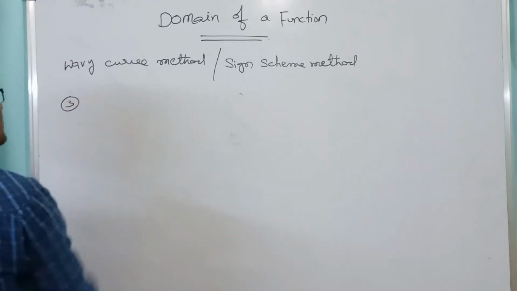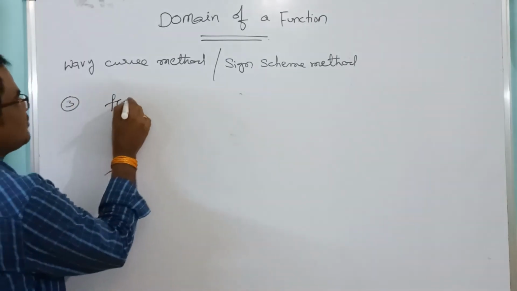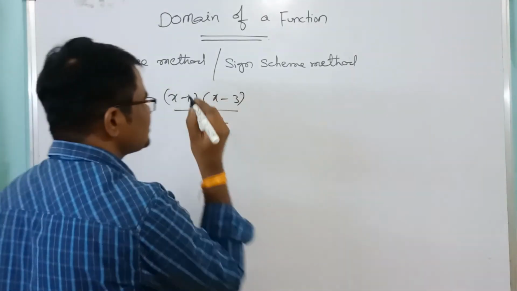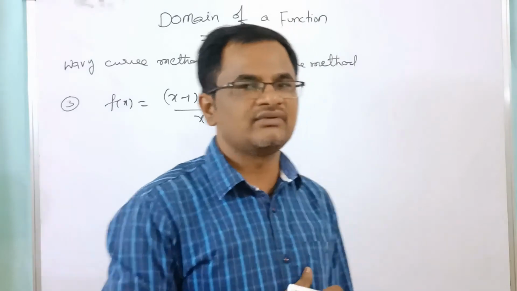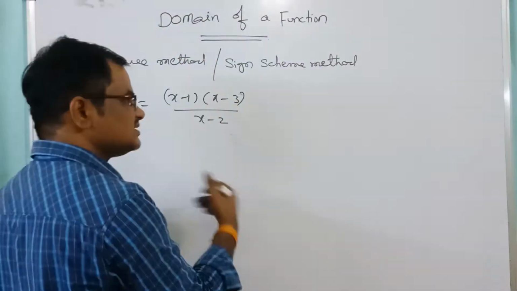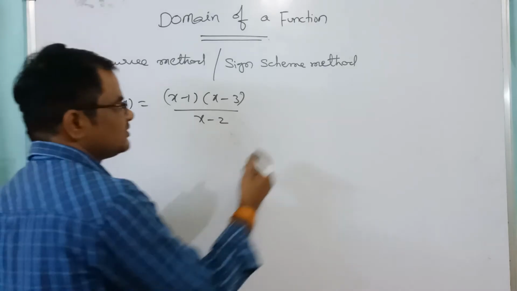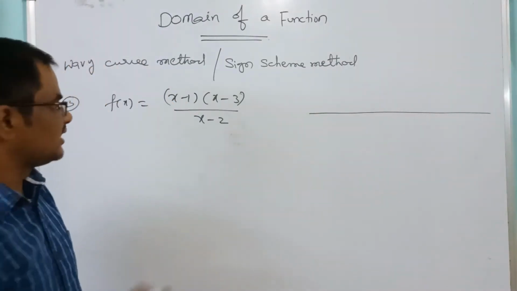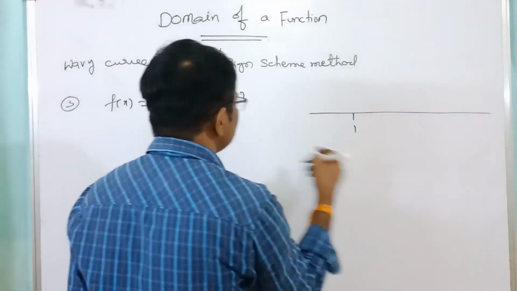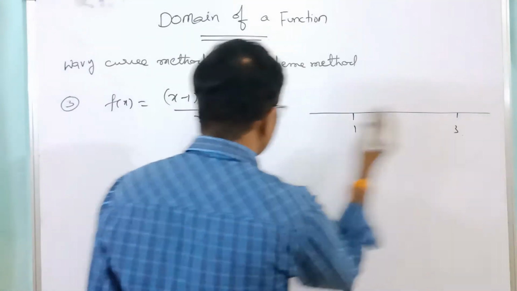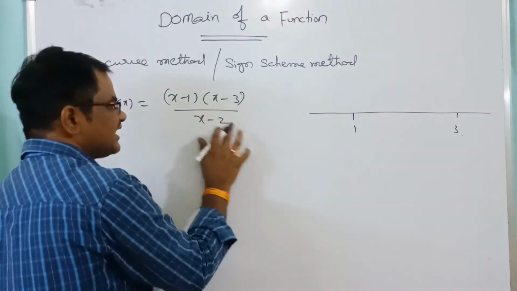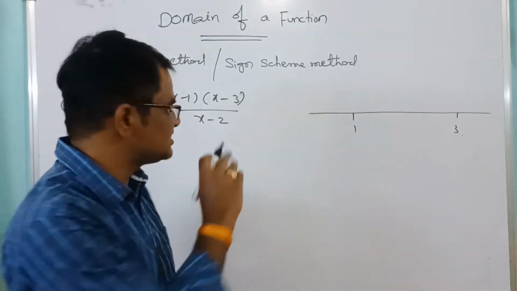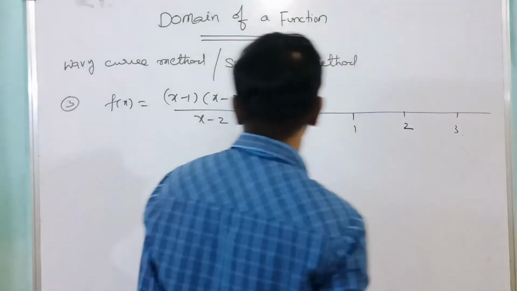Next, take one more problem: f of x equal to (x minus 1)(x minus 3) divided by (x minus 2). Suppose this is given; what do we have to do? It is also greater than 0, less than 0, greater than or equal to 0, less than or equal to 0. Here also we take critical points on the number line. When the function is 0: 1 and 3. The denominator, whenever x equal to 2, the function does not exist. So f of x equal to 0 and f of x does not exist points, you take, that is 2.